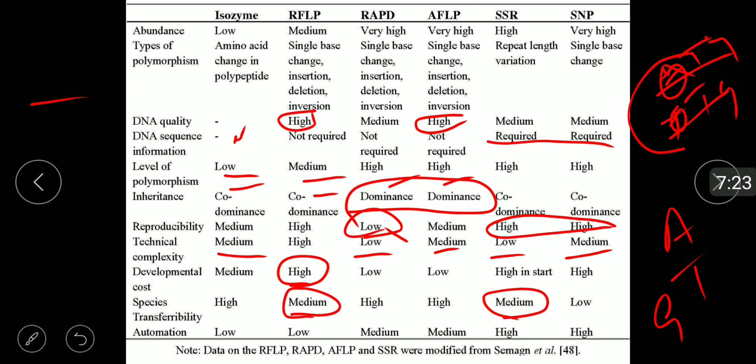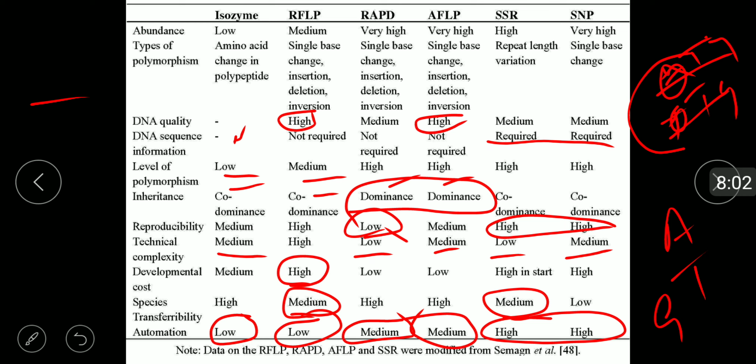Automation means that without much human work, we can differentiate easily. The machine should do all the required processes by itself. Low automation requires much human work. RFLP is low, RAPD is medium, meaning we can automate some of the work, and AFLP is the same. But with respect to SSR and SNP, automation is very high. We can get results easily without much human work, as the machine can do all those steps.